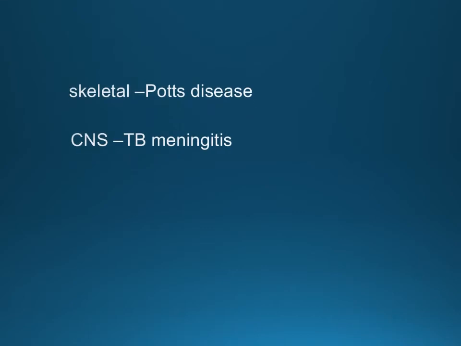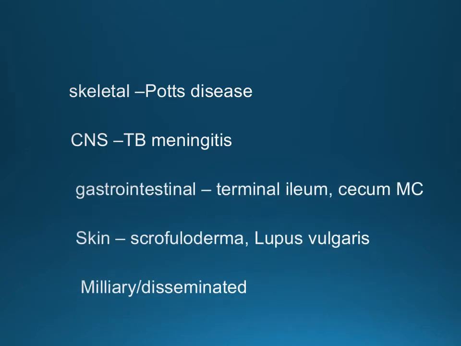Then it can cause TB of the spine, that is Pott's disease. It can also affect the CNS, TB meningitis, and the GI tract. The most common site is the terminal ileum and the cecum. In the skin, it can also cause skin tuberculosis, that is scrofuloderma, lupus vulgaris. And when there is hematogenous spread through the blood, it will cause disseminated tuberculosis or miliary tuberculosis, which is usually seen in HIV cases where there is very low immunity.